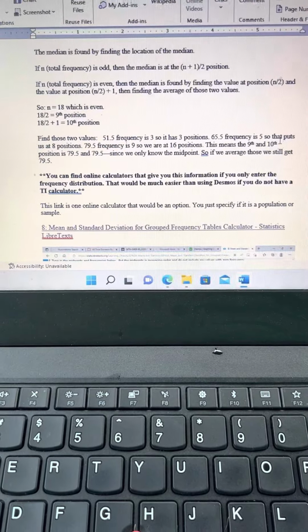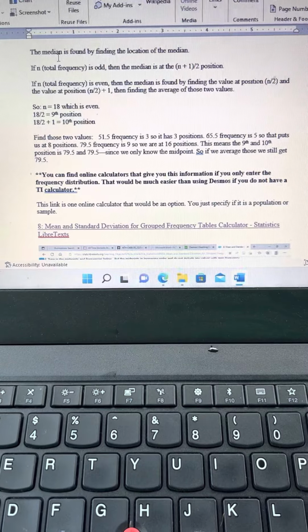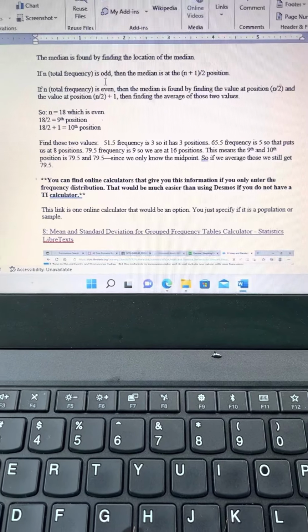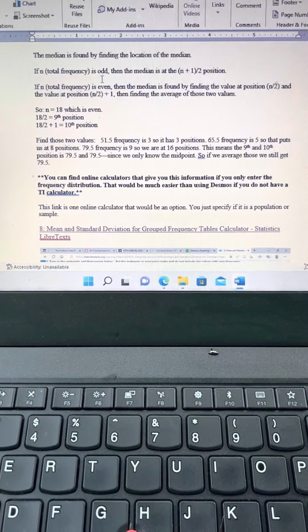The other thing is if you're asked to find the median from a frequency distribution, the calculator gives that to you. It does the whole 5-number summary.